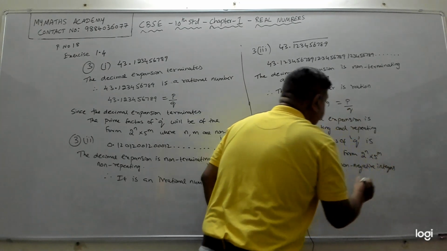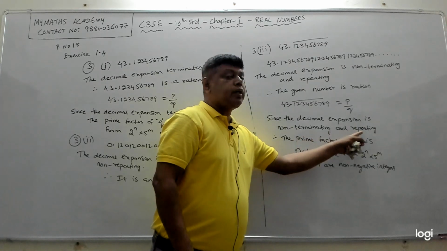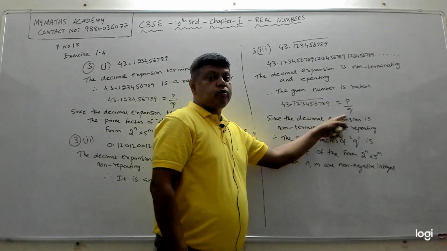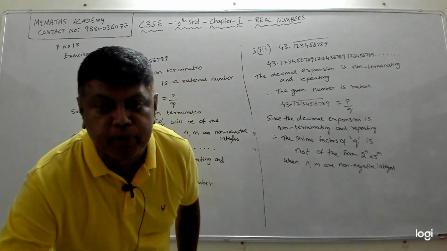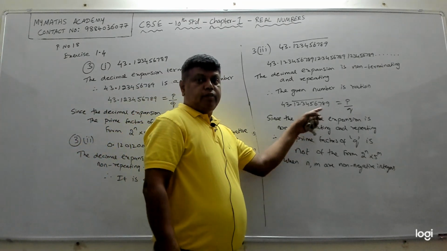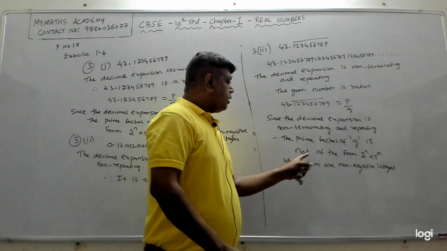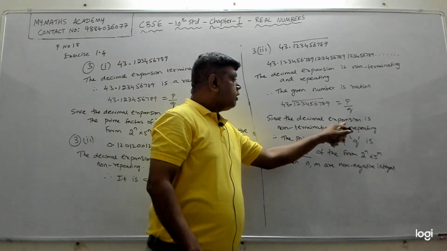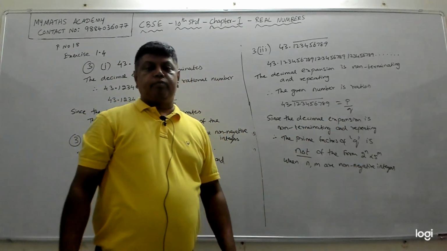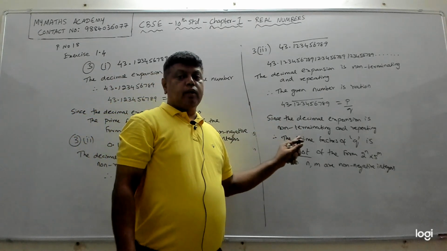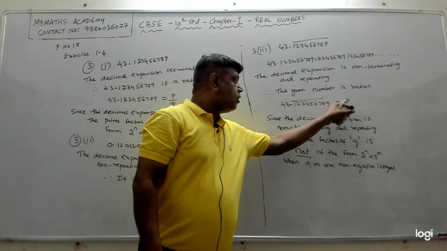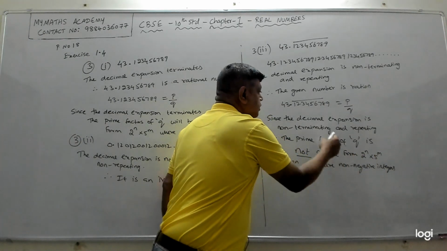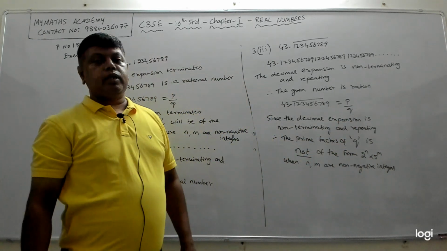So what does it mean? Since the decimal expansion is non-terminating and repeating, if I convert this in the form of P by Q, they are not asking you to convert it in the form of P by Q. Suppose it becomes the form P by Q, then my denominator Q will not be of the form 2 power n into 5 power m, because the decimal expansion is non-terminating and repeating. For a rational number, if it is non-terminating and repeating, then the denominator Q will not be of the form 2 power n into 5 power m.